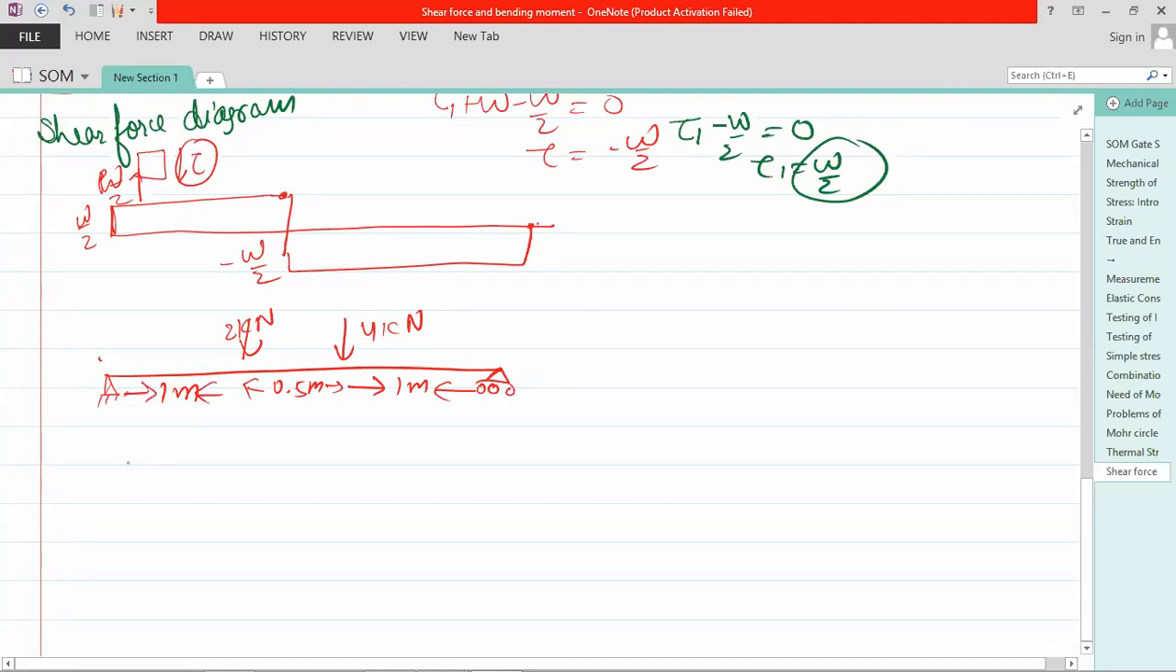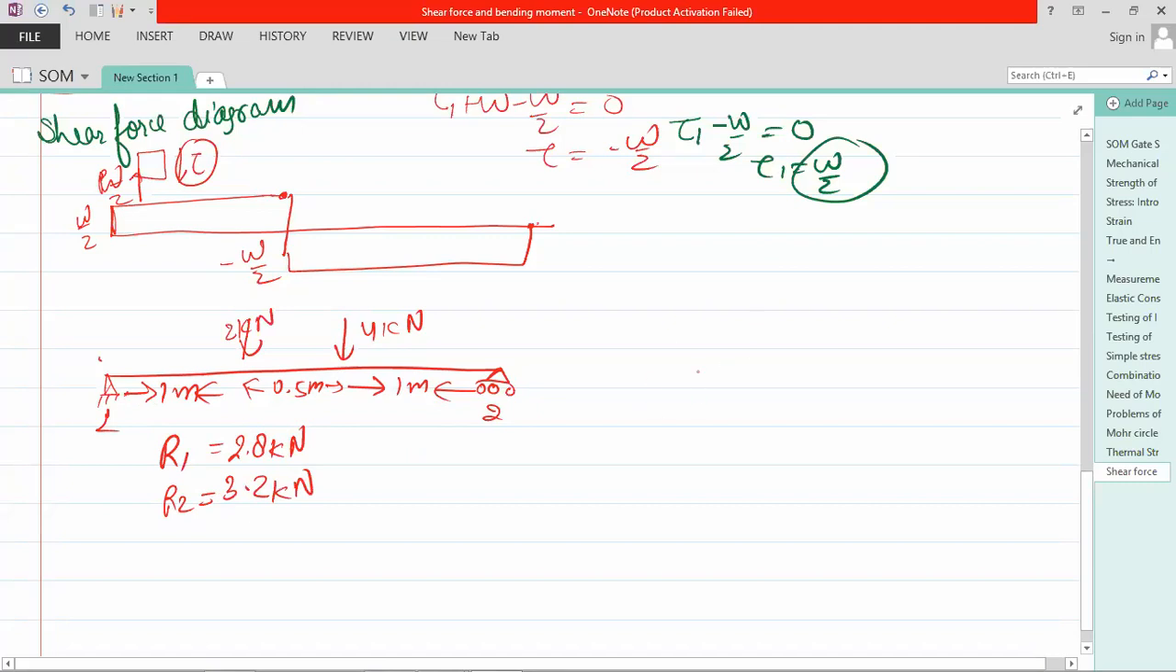Now, what will be the reaction force? Suppose this is 1, this is 2. What is R1 and what is R2? R1, if we compute, it will come 2.8 kilonewton, and R2, if you compute, it will come 3.2 kilonewton, and their total sum is 6 kilonewton.